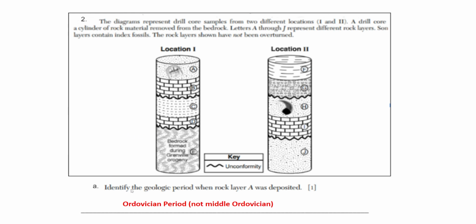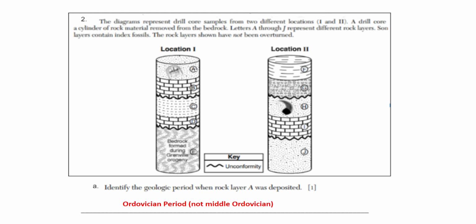So A says, identify actually, let's finish reading this. A drill core is a cylinder of rock material removed from the bedrock. So that's what a drill core is. Letters A through J represent different rock layers. I cut a lot of this off actually. So it should say some rock layers contain index fossils, and the rock layers shown have not been overturned. Identify the geologic period when rock layer A was deposited. So the biggest hint here are my index fossils, right?